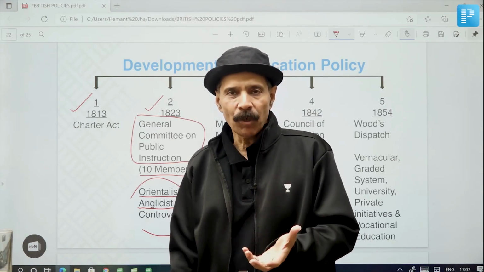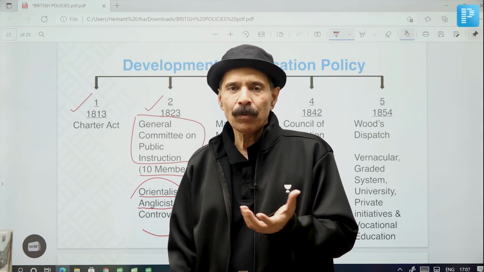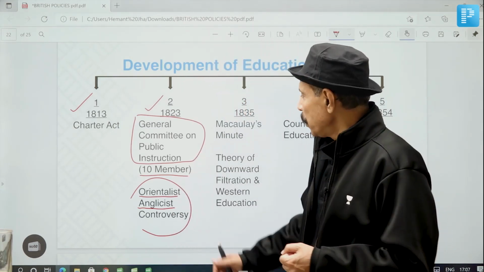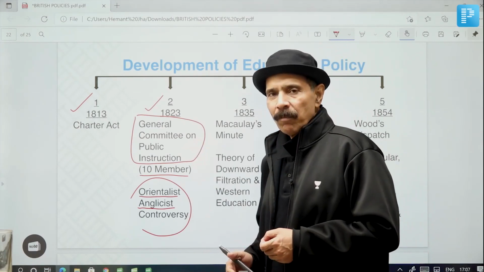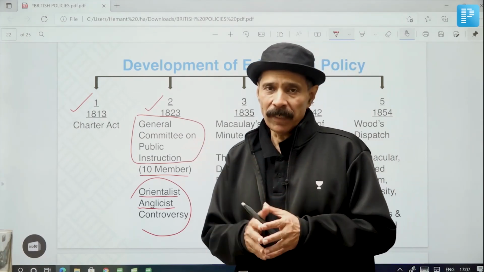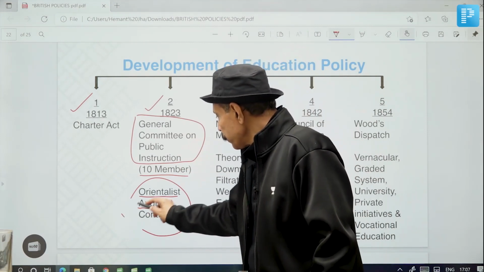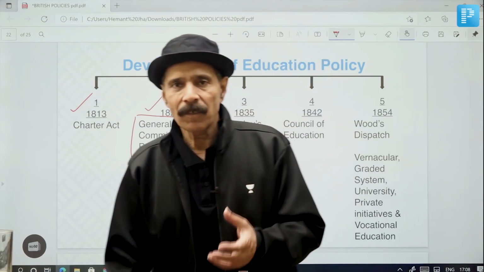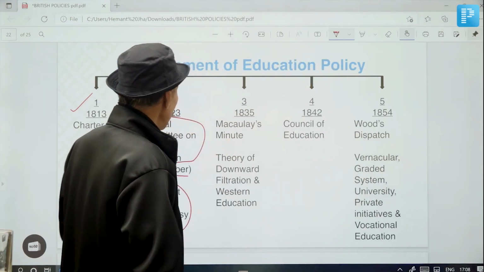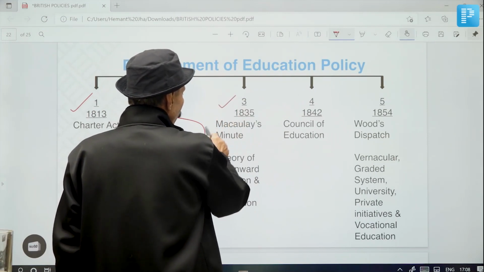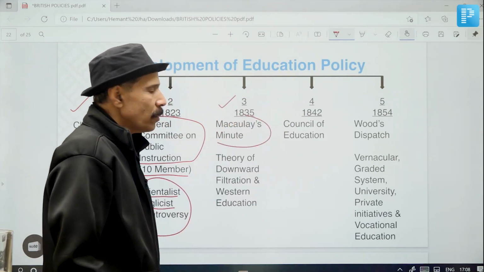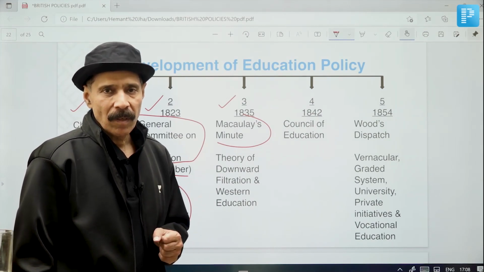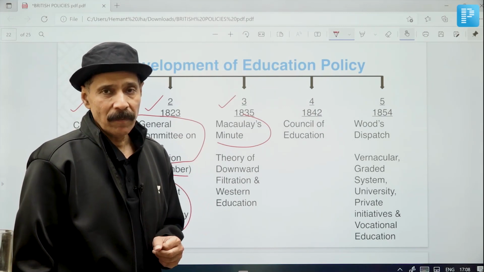And this was essentially what? Conflict between two groups among the British, and they were a part of this. But in this conflict, finally, Anglicists emerged victorious. And the result of this was next, that is 1835, Macaulay's Minute. This name Macaulay is after the name Thomas Macaulay, who became the first law member, I have said.